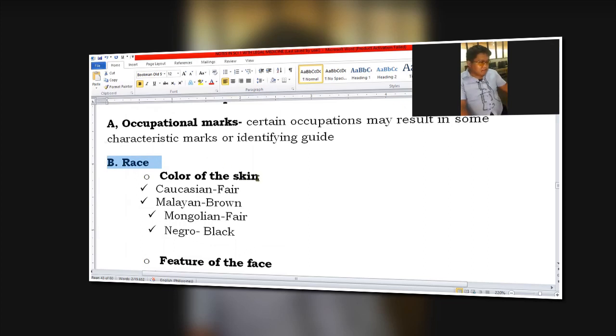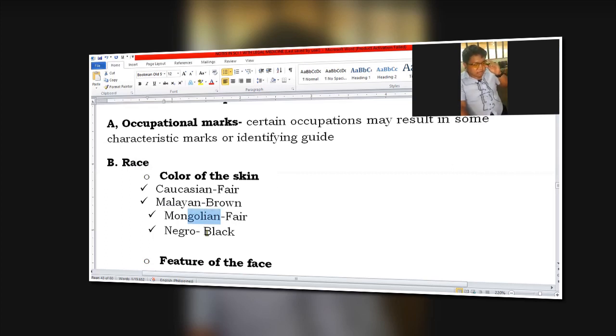So starting from the color of the skin, pag nakita mo fair yung skin niya, hindi naman masyadong maitim, hindi rin masyadong maputi, then basically, they call the person a Caucasian. So pag sinabing Caucasian yan, fair yung kanyang skin color. Pag brown yan, katulad ng karamihan ng mga Pilipino, Malayan ang tawag dyan. Pag fair din, pwedeng Mongolian din yan. Of course, pag black, pwedeng Negro yan.